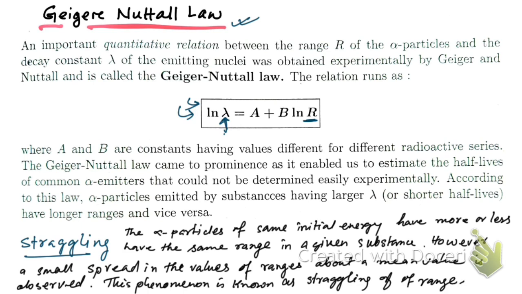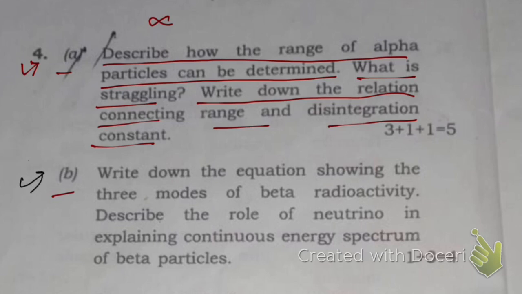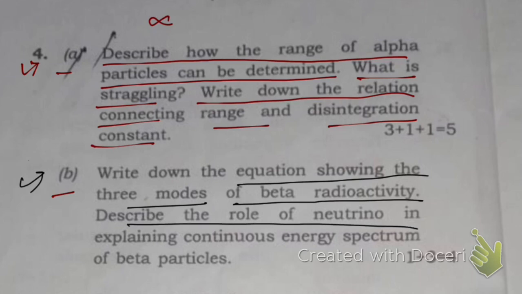So hope you have understood this. Now let's move on to question number 4b. Write down the equation showing the three modes of beta radioactivity and describe the role of neutrino in explaining the continuous energy spectrum of beta particles.